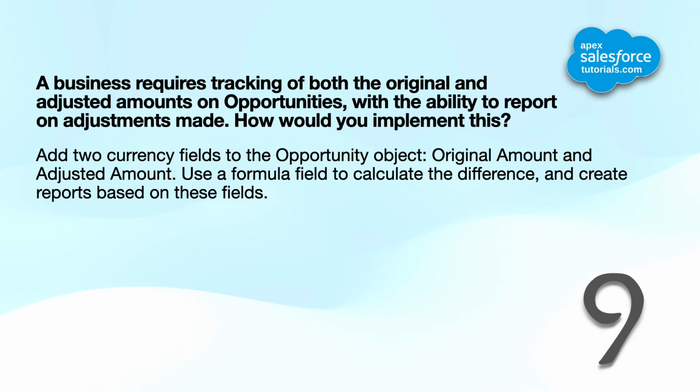Let's dive into the world of financial precision. Imagine a business process requiring tracking of both original and adjusted amounts on opportunities. You'd craft two currency fields on the opportunity object, original amount and adjusted amount. Then, with a nifty formula field calculating the difference, you'd empower users to track adjustments and generate insightful reports. It's like having a financial compass guiding your opportunity journey.